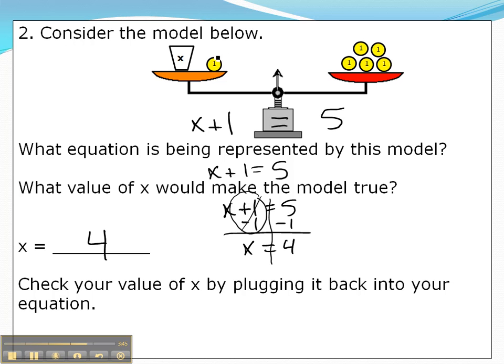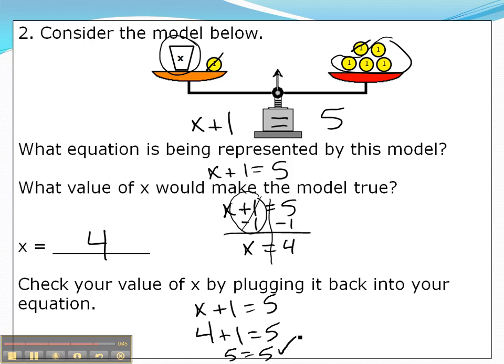We could see that on our model. If we crossed out one chip, took one chip away from the scale, we'd have to take one chip away from the other side, and all we'd have left on the left side is x. On the right side we have a value of 4, so x equals 4. And we're going to check that value of x by plugging it back into our equation. Our equation was x plus 1 equals 5. I'm going to plug 4 into that. x equals 4, so 4 plus 1 should equal 5. And it does. 5 equals 5, so that checks out.